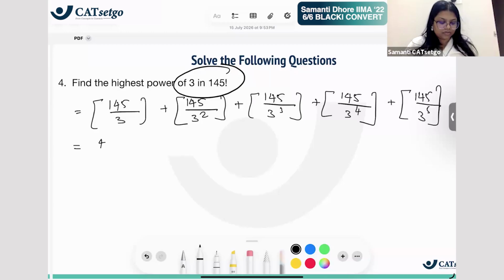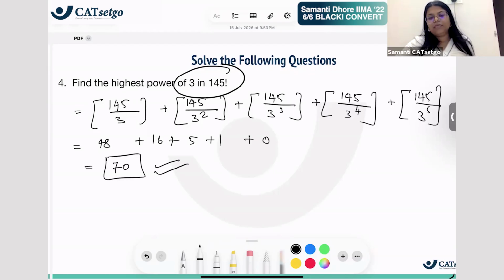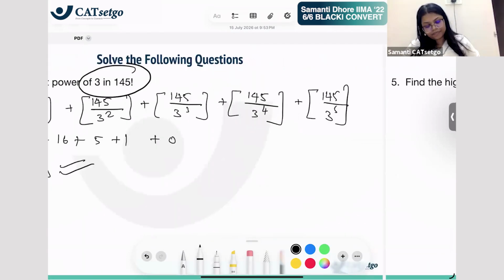So this is 48 plus 16 plus 5 plus 1 plus 0. So this becomes 70. Right? So the highest power of 3 in 145 factorial is 70. That's correct. This is fine, right?